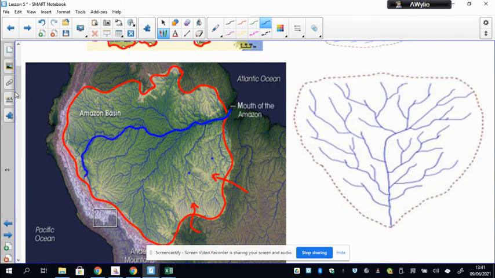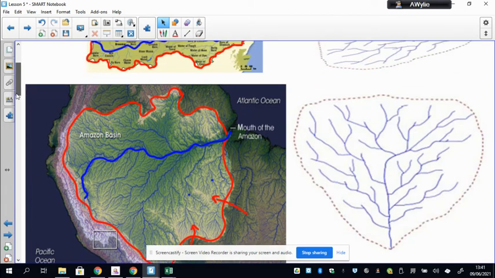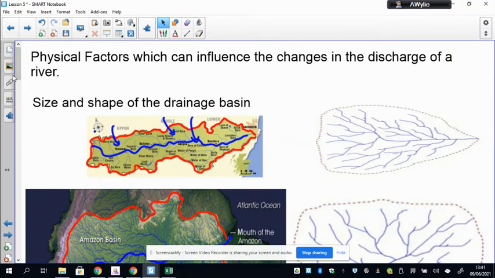Now, obviously, if the Amazon has a much bigger drainage basin, then it can capture a lot more water, and therefore the river will rise much higher because it's capturing a lot more water. So that's the size of the drainage basin. What about the shape? What role does the shape of the drainage basin play?